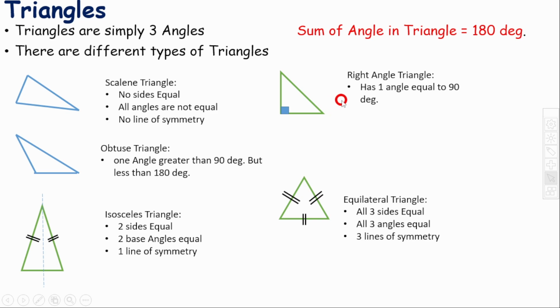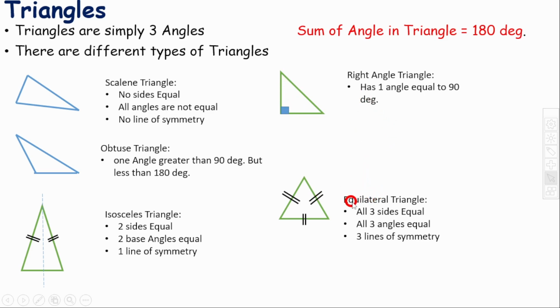Now let's go to the next kind of triangle. We have the right angle triangle. It has one particular angle that is equal to 90 degrees. That's how you know a right angle triangle. You can see that this particular part is 90 degrees. Anytime you see this box, you know it's a right angle, or it's 90 degrees. So that's how to know.